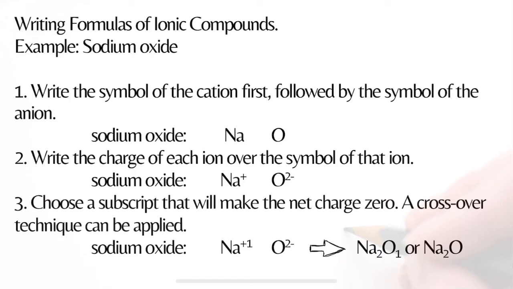Third step, you have to choose a subscript that would make the net charge 0. The common practice is to make use of the crossover technique, which is the superscript of the cation would become the subscript of the anion, while the superscript of the anion would become the subscript of the cation. So in this case, sodium oxide will become Na2O1. Now, if the subscript is 1, we do not denote that 1. So we simply delete that 1. It is implied that if there is no subscript, the value is 1. So Na2O1 is simply Na2O.